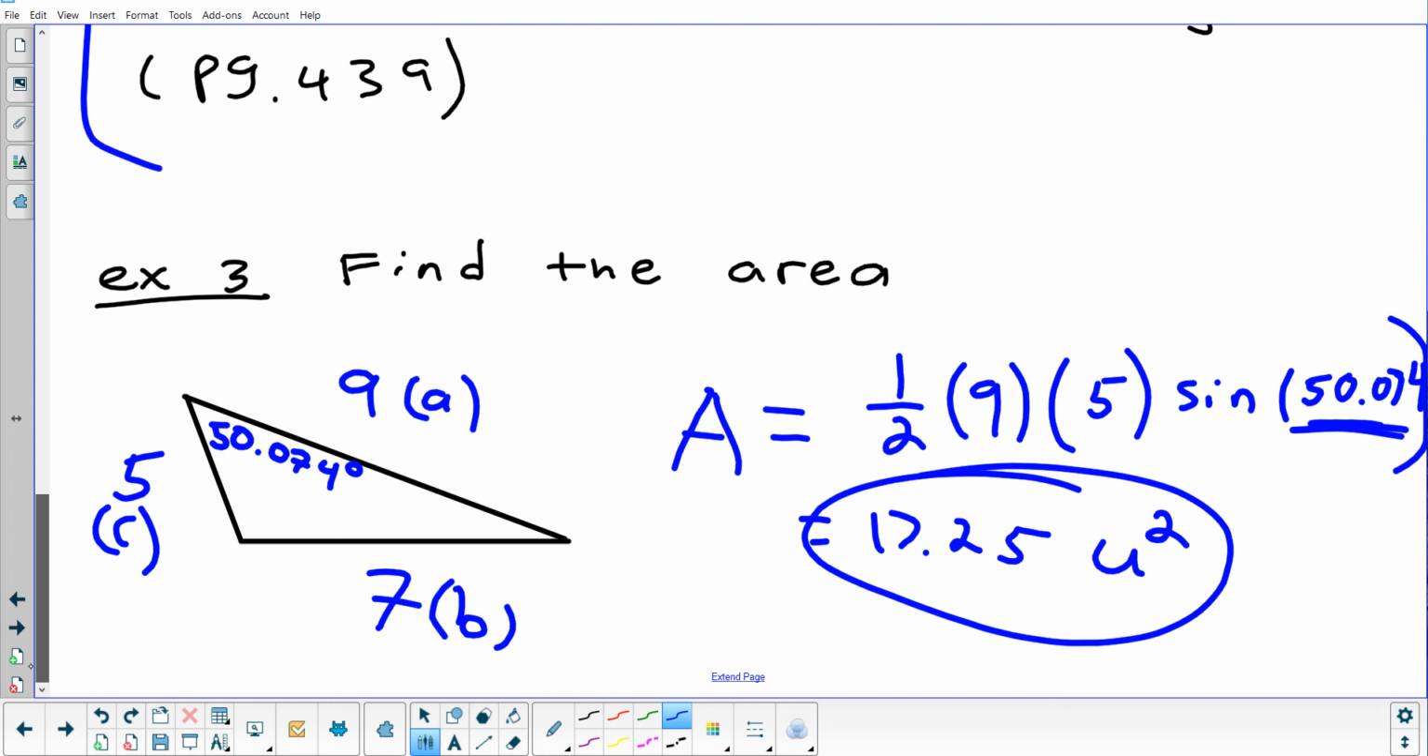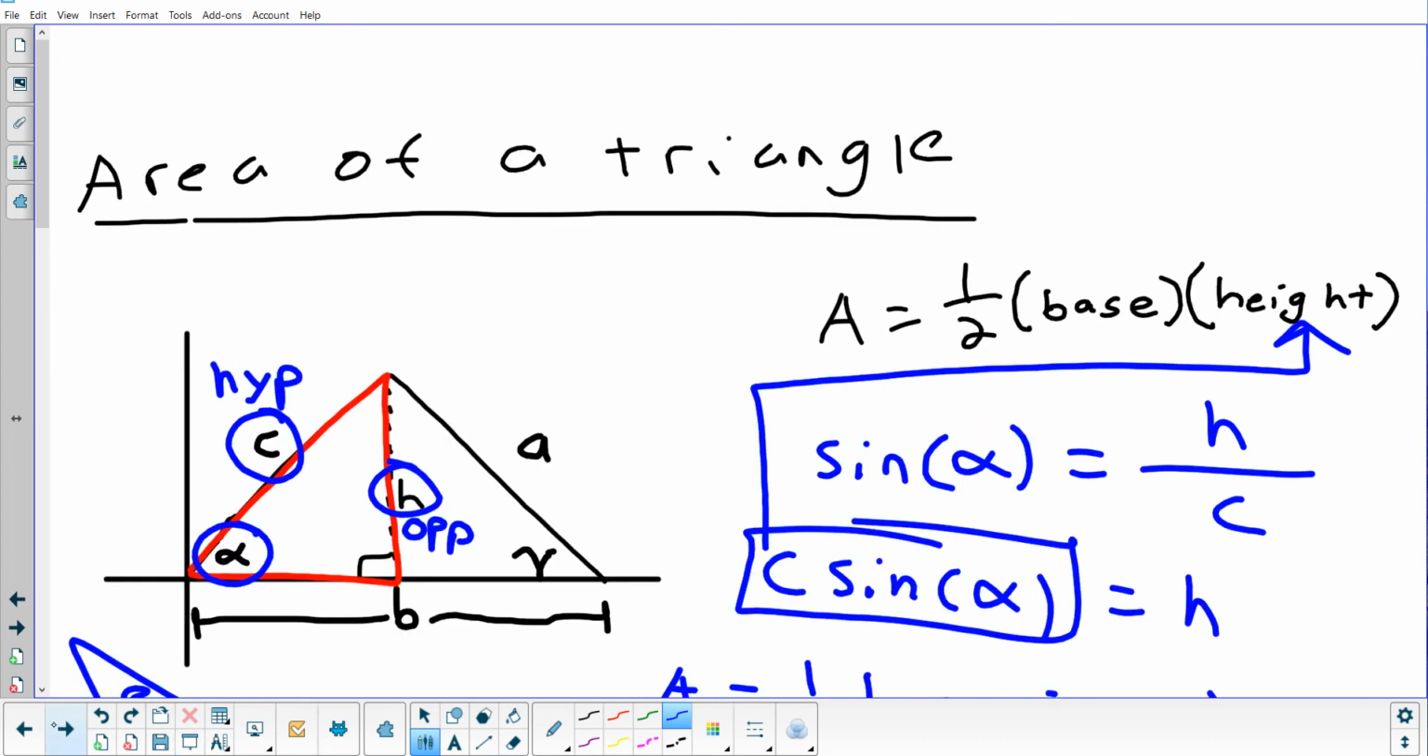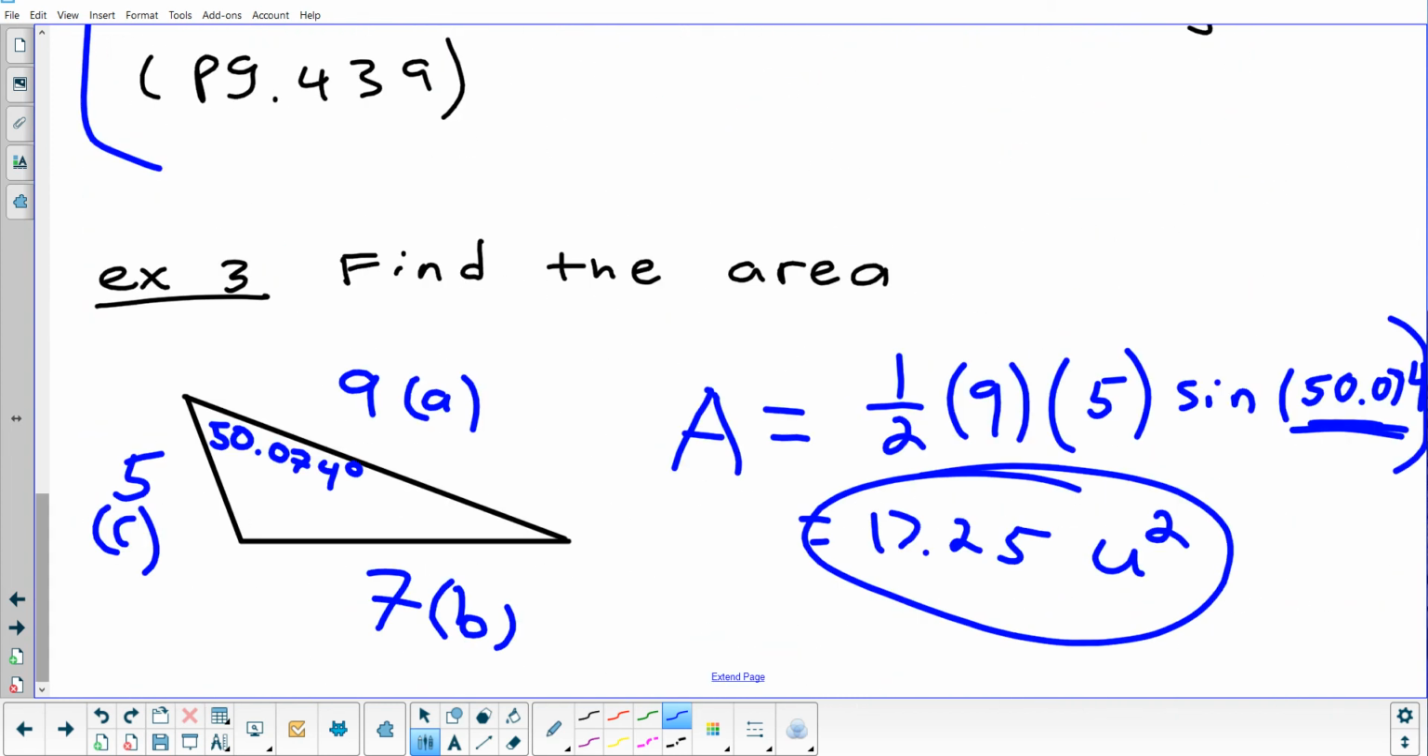So that tells me one of my numbers. Did I copy this angle down wrong from the problem? It's 50.704. Switch them. You laughing at me? That's not nice. Why don't you try teaching? This is hard. This is a hard job.